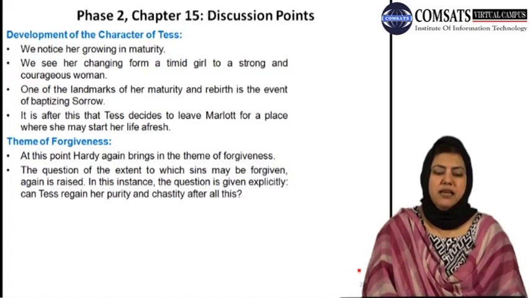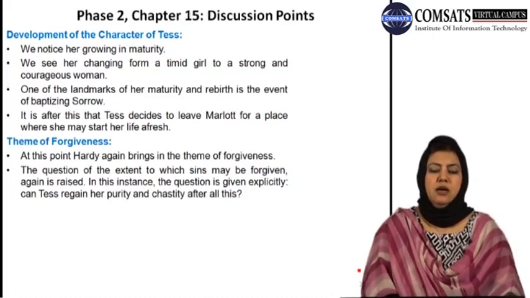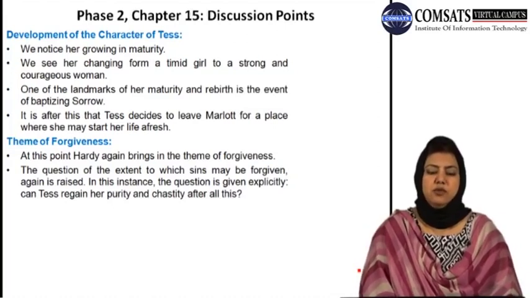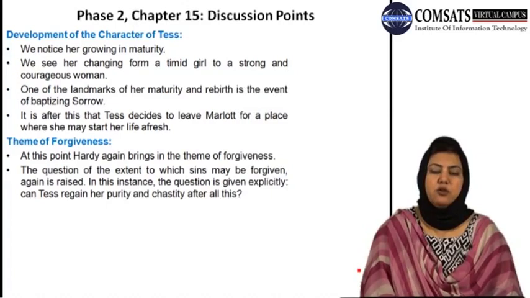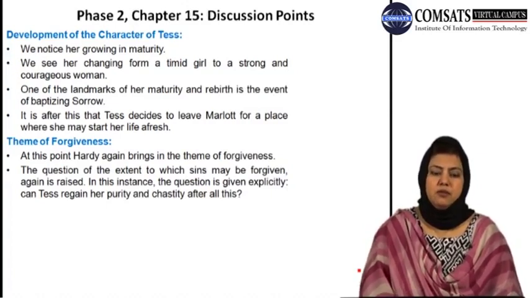The theme of forgiveness again runs through the chapter. At this point, Hardy again brings into question the issue of forgiveness. The question of the extent to which sins may be forgiven is again raised by Hardy. In this instance, the question is given explicitly: can Tess regain her purity and chastity after all this? This becomes a crucial question in the context of what has happened.